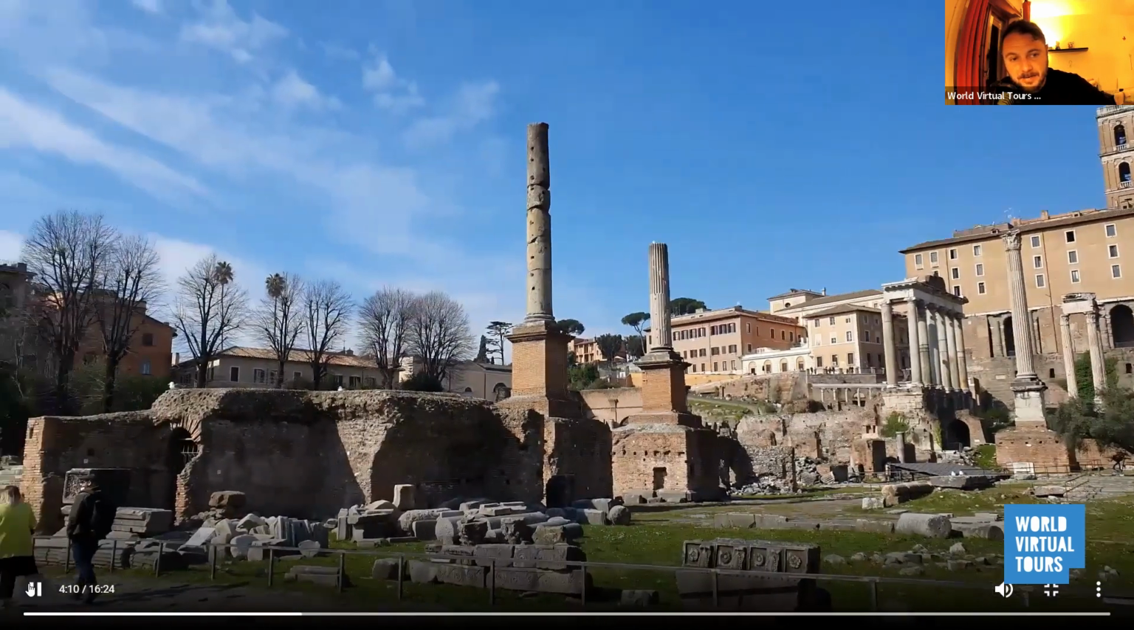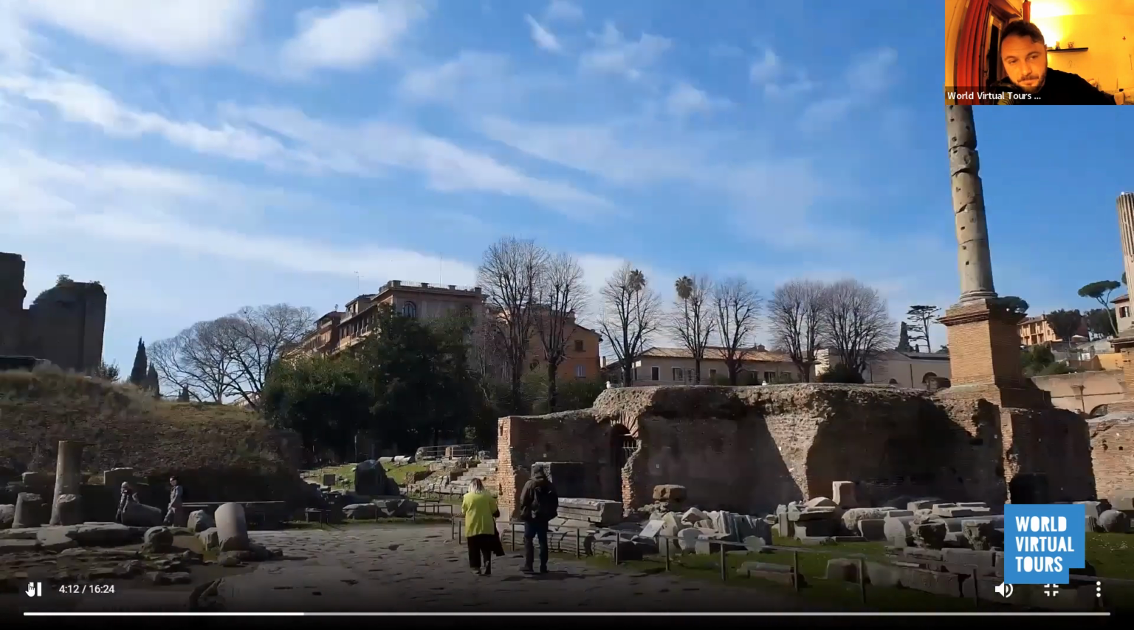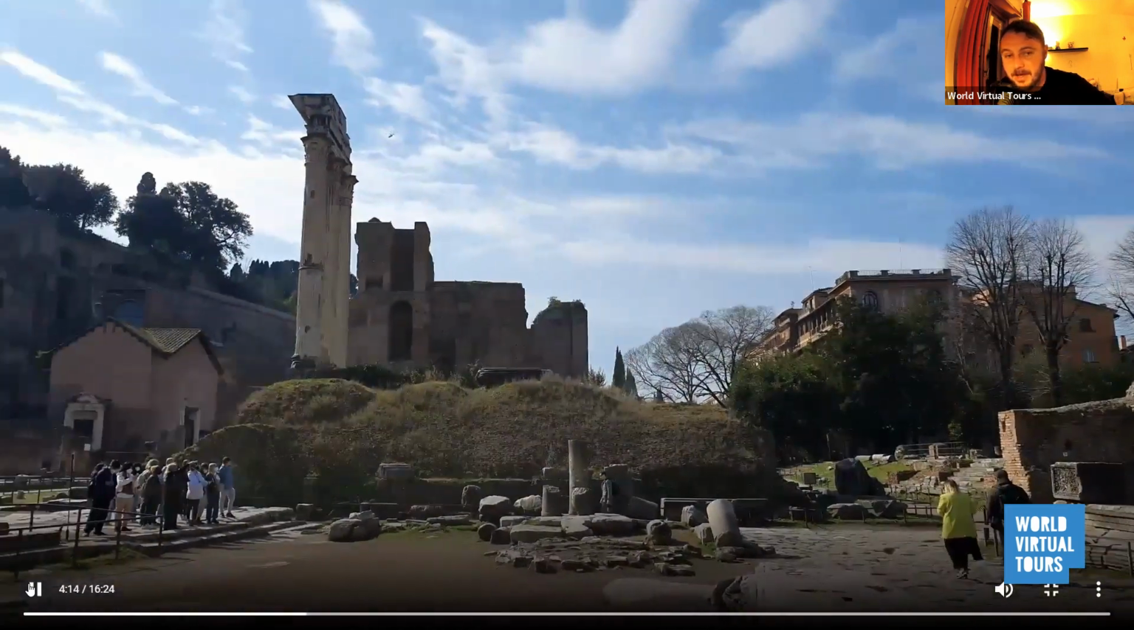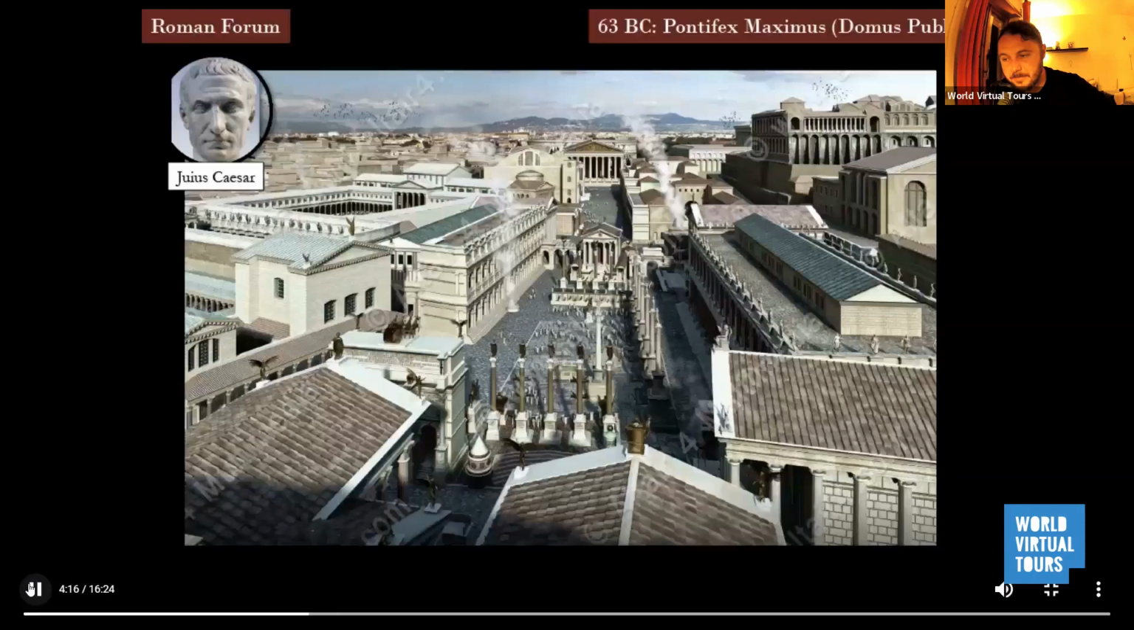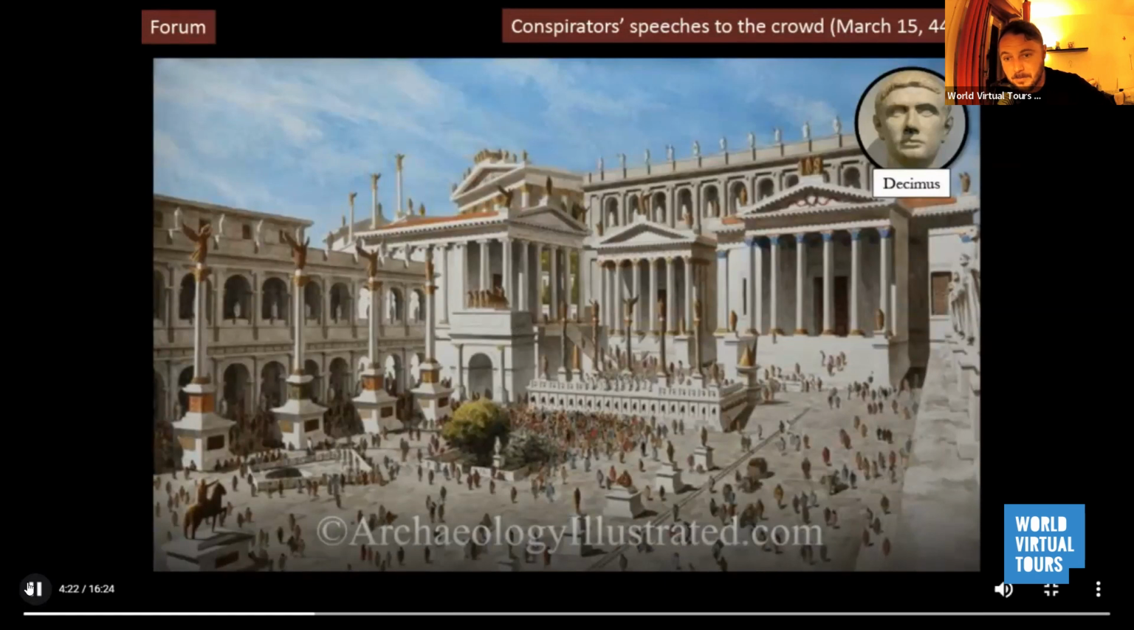And then we move to the left, you see the beauty of these trees, the remains of this temple. If you want to know everything in detail about the Roman Forum, I also do a virtual walking tour through the Roman Forum. Today, I have no time to explain every single monument of the Forum, but I do it in that specific tour.